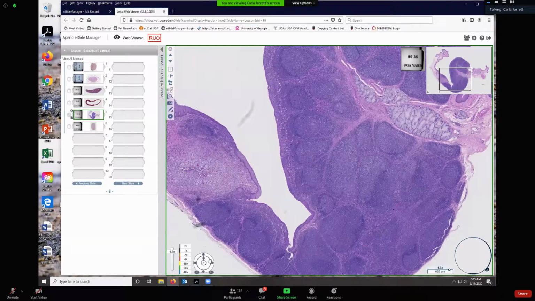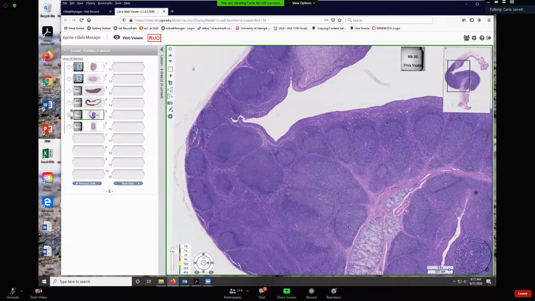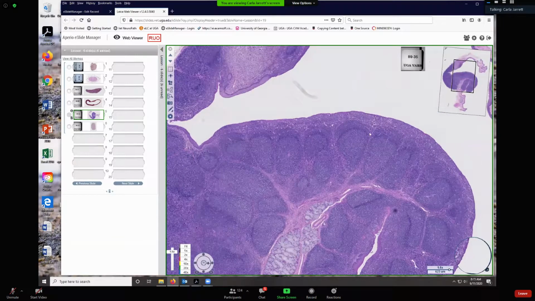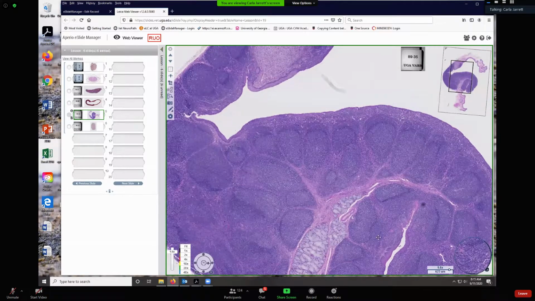Are these primary or secondary lymphoid nodules? Well, I'm glad you asked. So these are secondary. You see the mantle here, the darker staining mantle and the lighter staining germinal centers. So these are secondary nodules.